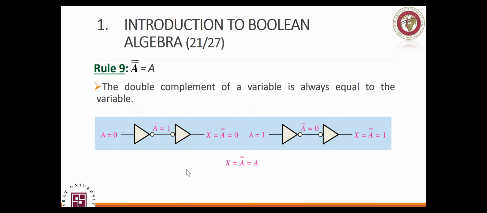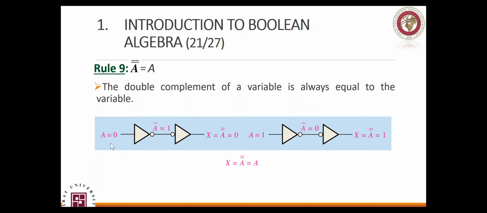Well, double negation, I said, these are not gates. We will study them separately in the next part of this chapter. However, now if you negate a variable for the first time, it goes from 0 to 1 or from 1 to 0. If you negate it the second time, it will go from 1 to 0 or from 0 to 1, depending on its value.